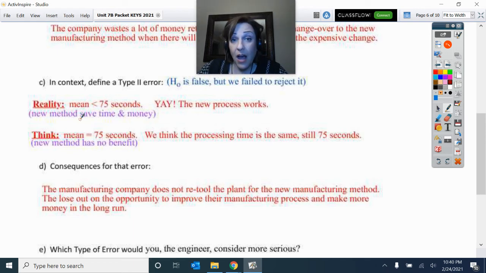Now, type 2, of course, the null is false. So that means HA is true. So we have a method that is going to save the company money and make those widgets faster and really boost profits. Okay. But we did not detect that. We failed to reject the false null hypothesis, a type 2 error. So the new method saves time and money. Yay! That's reality. But we did not have evidence to detect that. We think that the new method doesn't have a benefit at all.